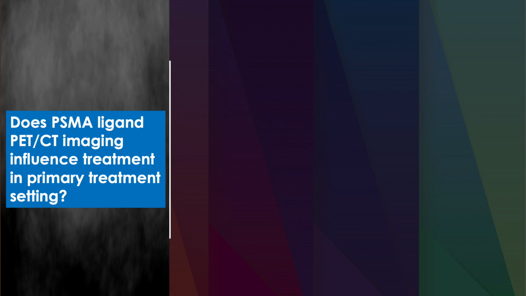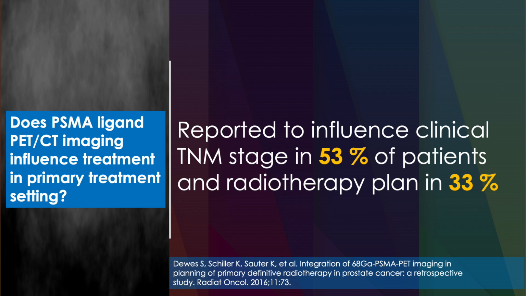Does PSMA ligand PET imaging influence treatment in the primary treatment setting? Well, the reported influence is that it changes the TNM staging in approximately 50% of the patients, and also radiotherapy planning in approximately 33% of the patients. But still, the information and the indications are evolving. But as of now, it changes the TNM stage in approximately half the patients.